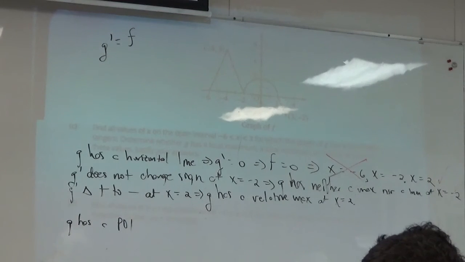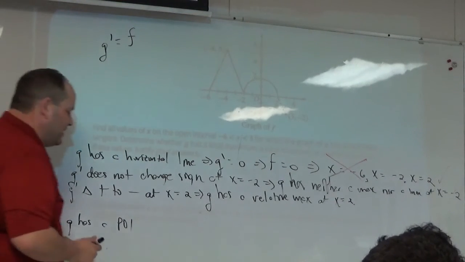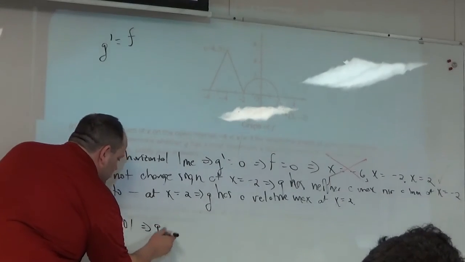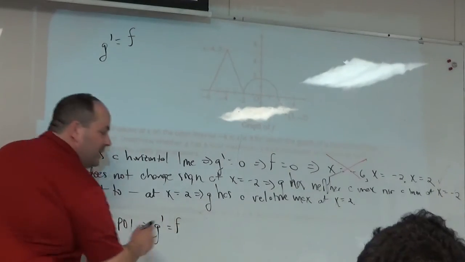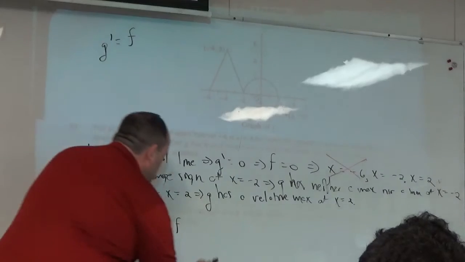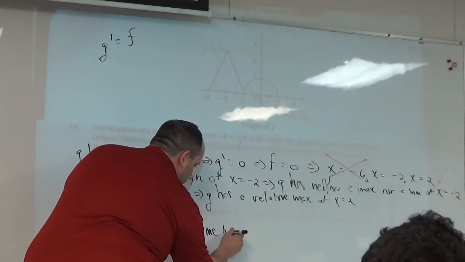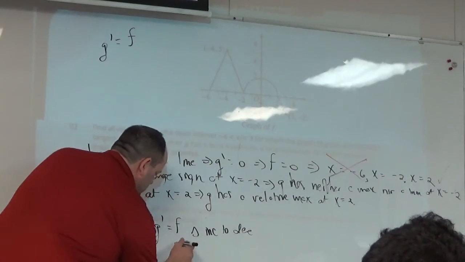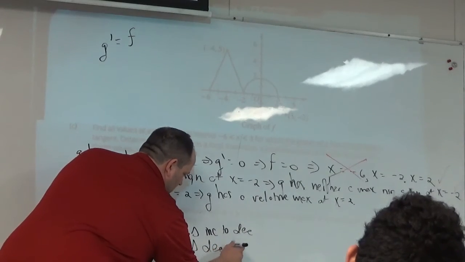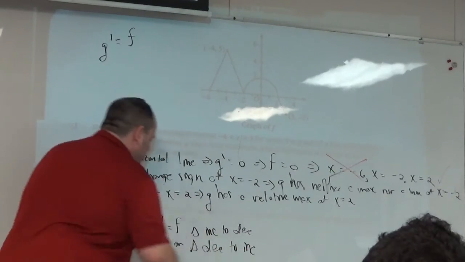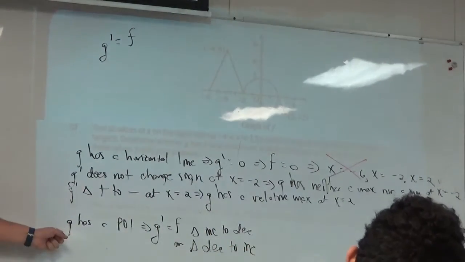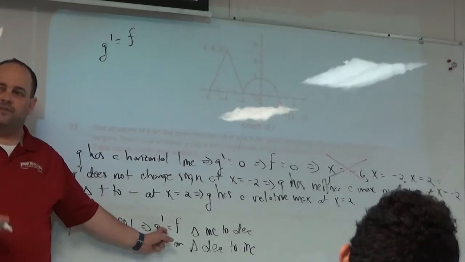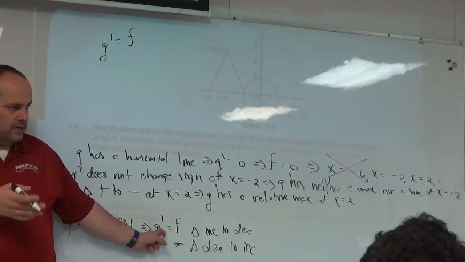You're right. If G has a point of inflection, this means that G prime, which we lovingly also know as F, changes from increasing to decreasing, or from decreasing to increasing. G has the point of inflection. The derivative changes from increasing to decreasing or decreasing to increasing.